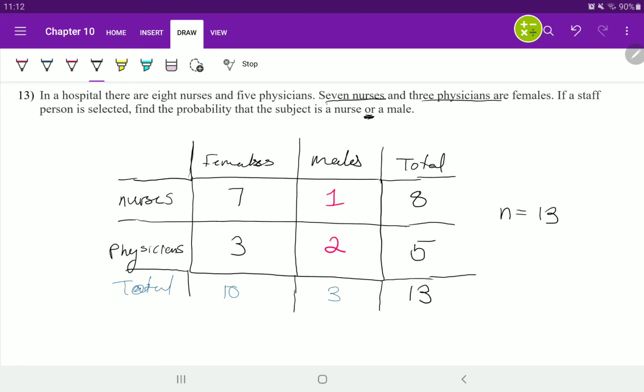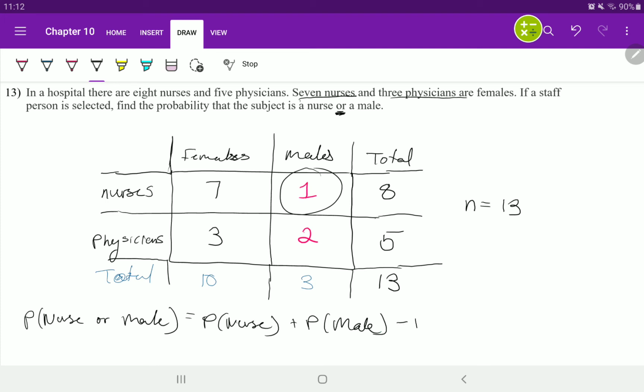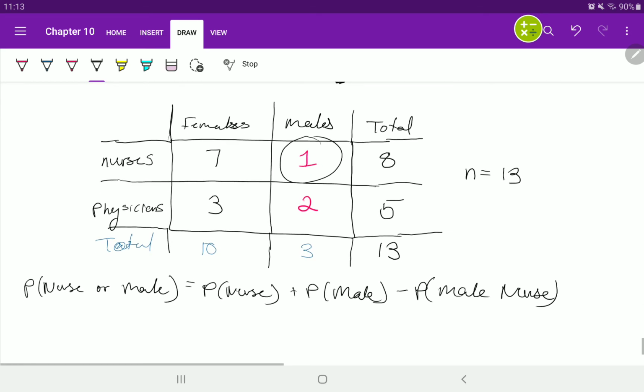Let's answer the question. We want to find the probability that the subject is a nurse or male. So the probability of nurse or male. And we know that this is not mutually exclusive because we can have a male nurse, which is the overlap right there. So it's going to equal the probability of a nurse plus the probability of a male minus the probability of a male nurse. Because it's going to be either or both.